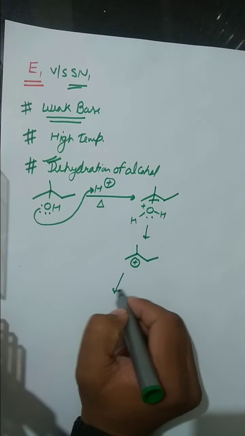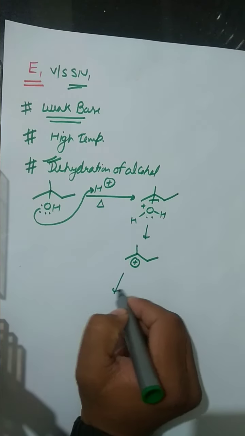is that our substrate should be 3 degree. Means if our substrate is 3 degree, then it can give the product through an elimination reaction, or 2 degree also gives the product through the E1 mechanism, or any elimination reaction. So these are some factors. Another type of reaction which proceeds through the E1 mechanism is solvolysis, solvolysis with high temperature, with heating.